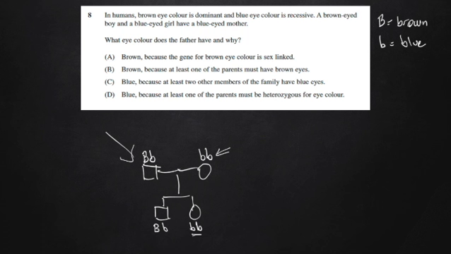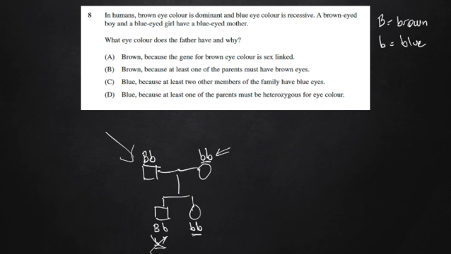So could it be A, brown, because the gene for brown eye color is sex-linked? Well, in this case, no. Otherwise, the boy would only get recessive from mum, and Y from dad, so he wouldn't be brown-eyed. He would only get one of these recessive alleles, so it can't be that one. It can't be sex-linked. Otherwise, the boy would be lowercase b, Y. He'd be blue-eyed. So that doesn't work. So no for A.